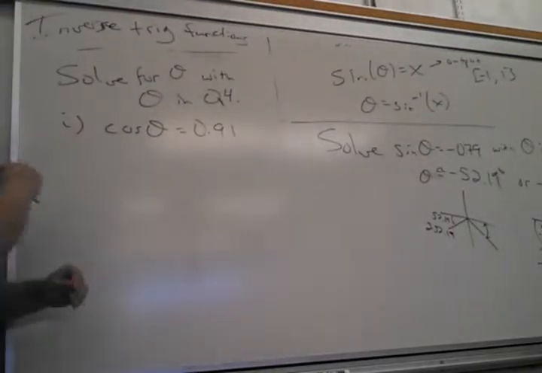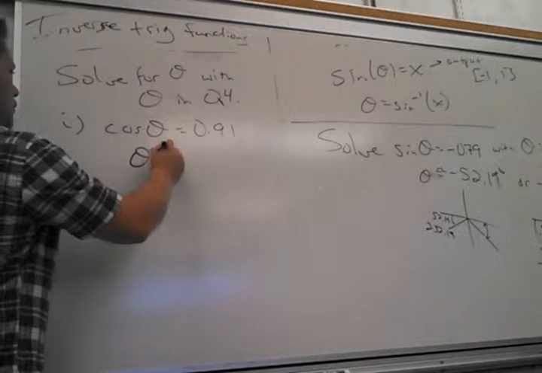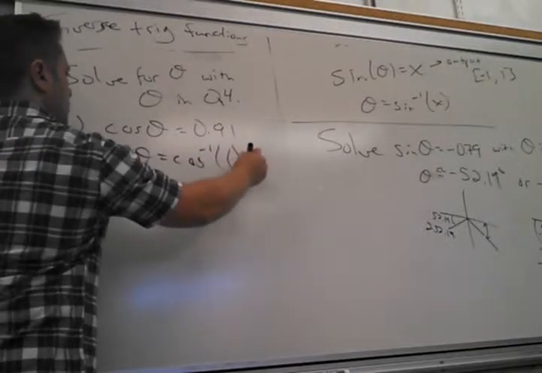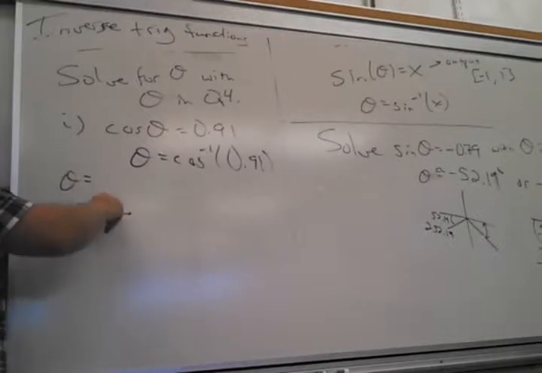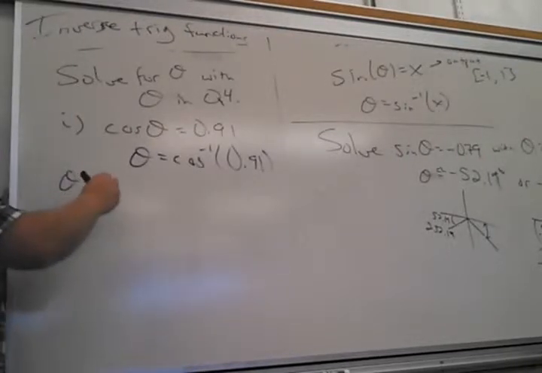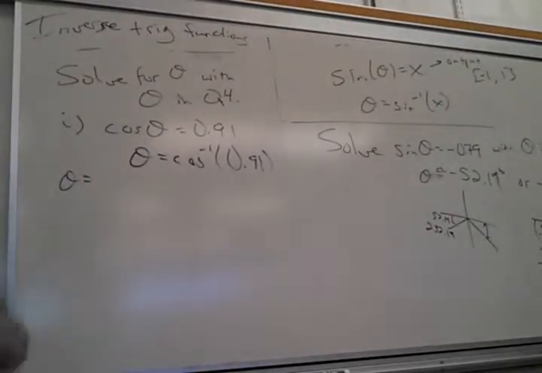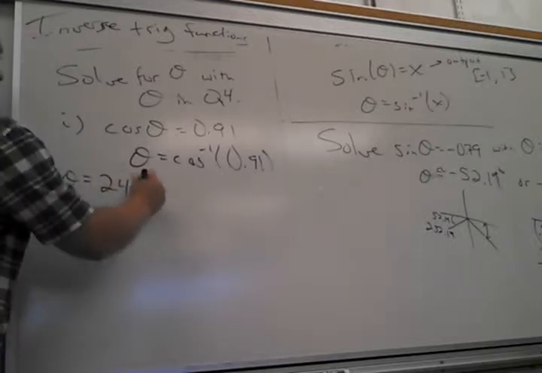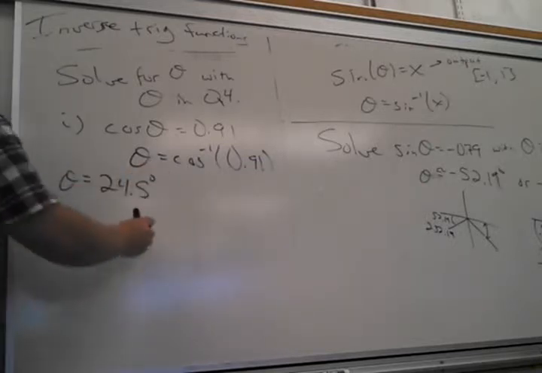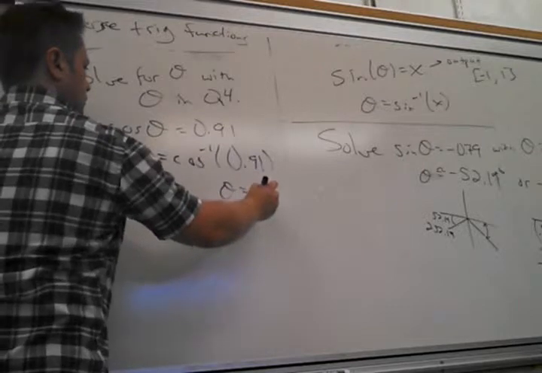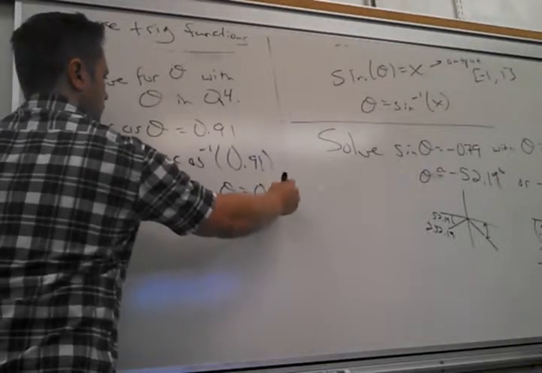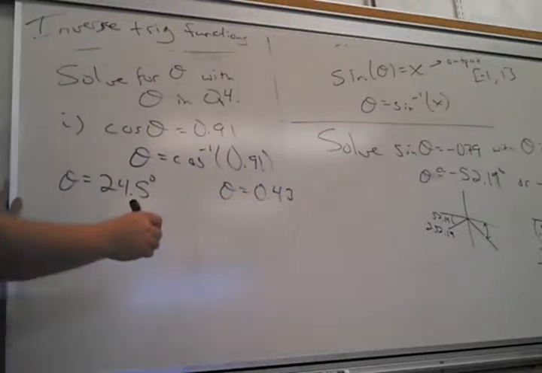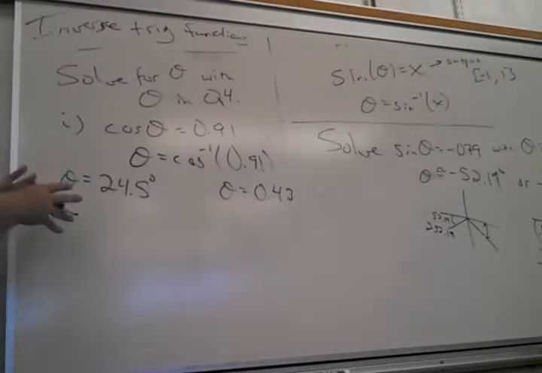All right, so what do you guys get? Oh, yes. So cosine inverse of 0.91. What do you get for the angle in degrees? Who did it in degrees? 24.5. Yeah. And in radians? 0.43. Yeah. Okay. And of course, is that the answer?